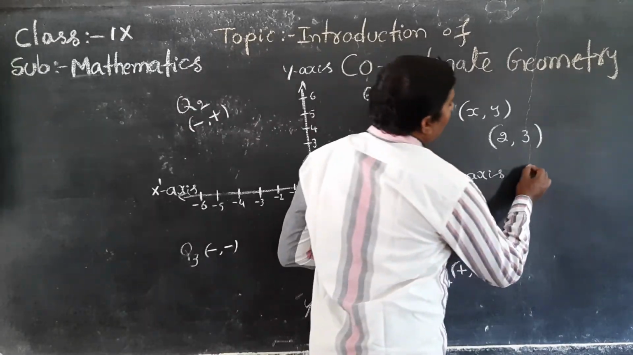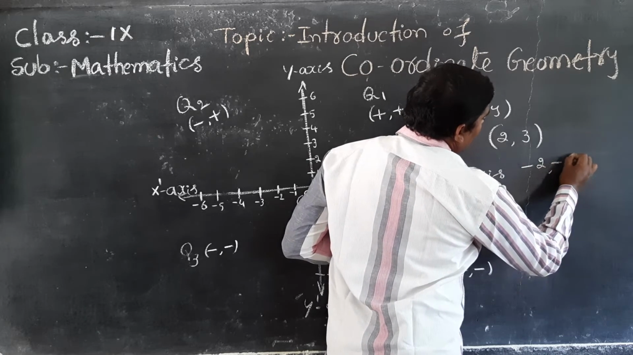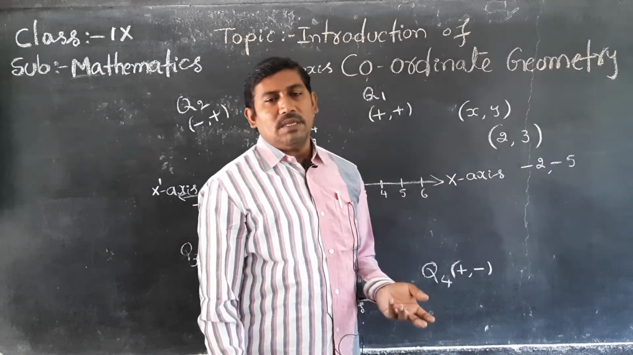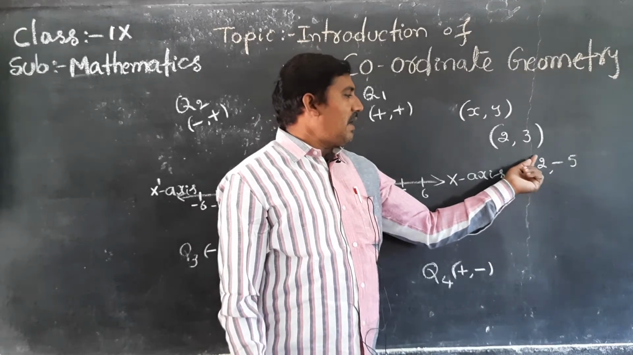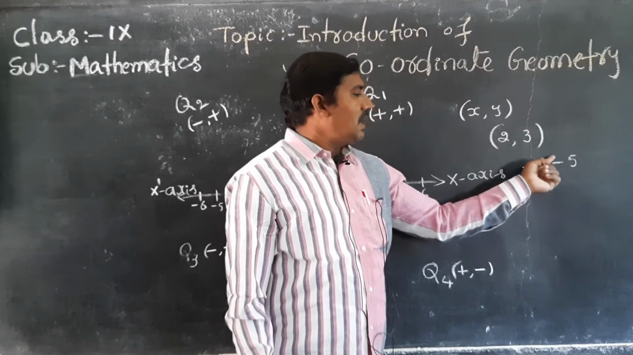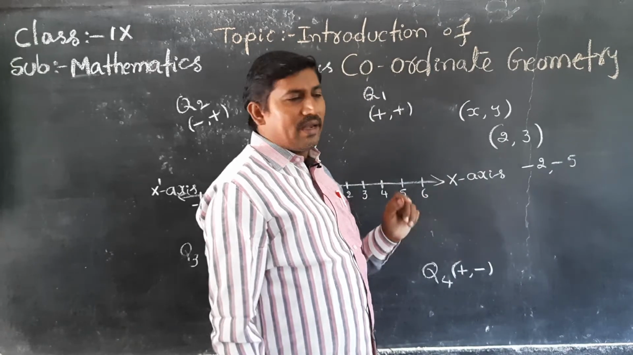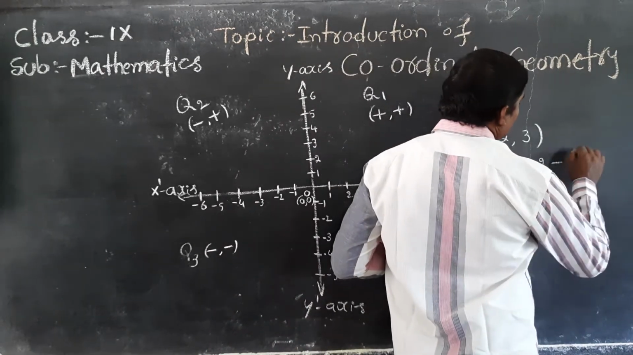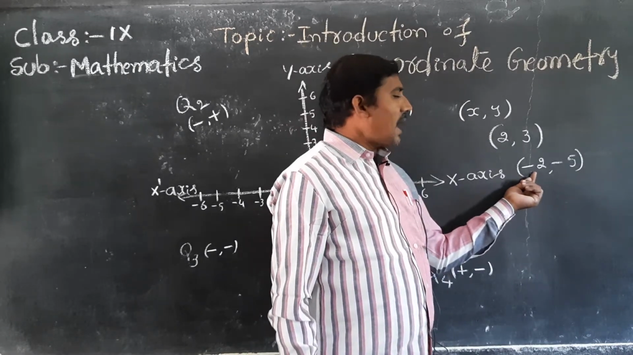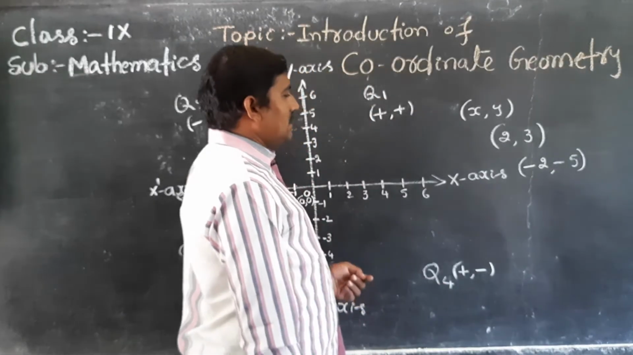See here, minus 2 comma minus 5. Here abscissa means x value, and the x value is minus 2. The abscissa is called minus 2 and the ordinate is called minus 5. Both together, minus 2 comma minus 5, are called coordinates. Here the abscissa, the x value, is minus 2, and the y value, the ordinate, is minus 5.